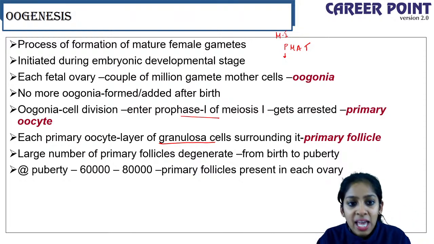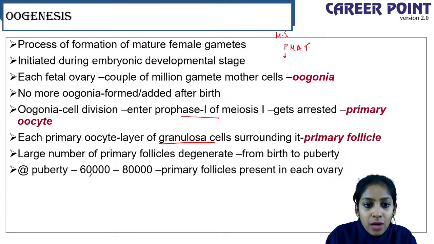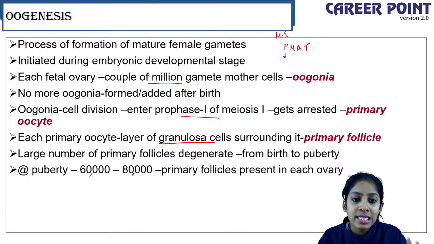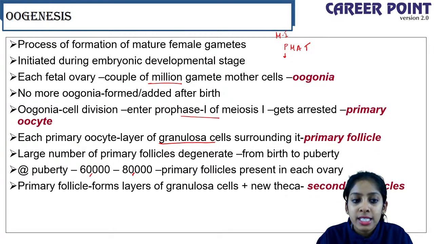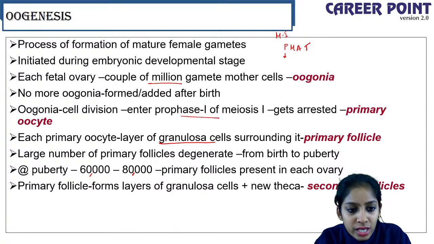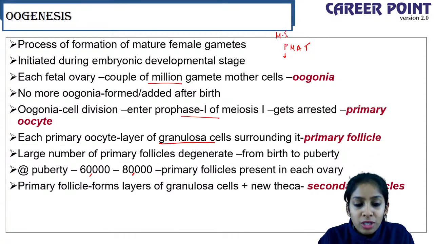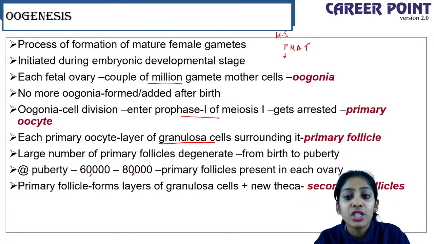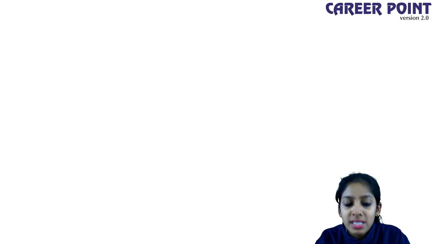So at the time of puberty, you have only 60,000 to 80,000 primary follicles. You have millions of gamete mother cells at the fetal stage, but when it comes to puberty, you have only 60,000 to 80,000 primary follicles present. Alright, so the primary follicle forms a layer of granulosa cells. Right, so the primary follicle itself is your primary oocyte plus the granulosa cells, and it forms another layer of granulosa cells, that is a new thicker layer. So now it forms the secondary follicle.